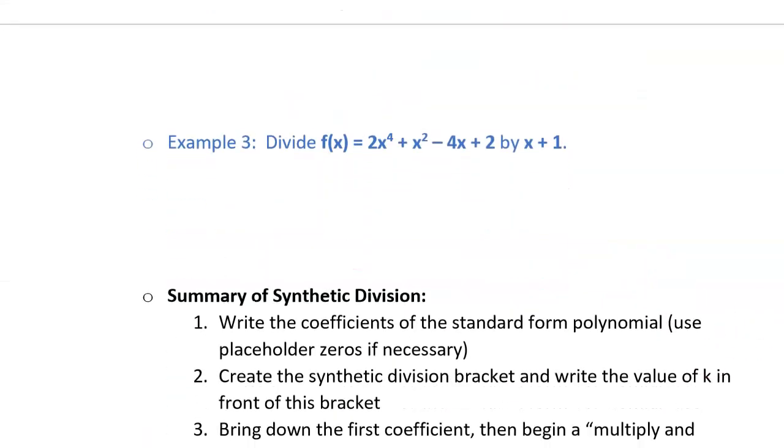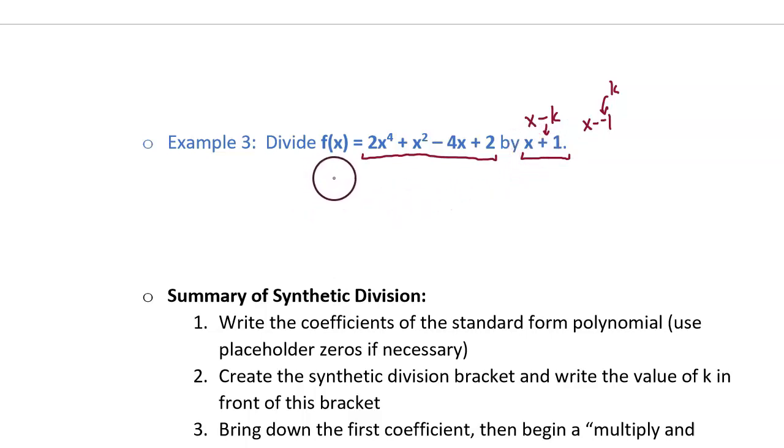Here's a third example. We're going to do synthetic division again. Here's our polynomial, and here's what we're dividing by. Now remember how you can only do synthetic division if it has the pattern x minus k. So what's going on here? What do you have to think of this as? You have to consider this as x minus negative 1. Now you have the value of k. Again, another way to think about it is, what's the value of x that makes that be 0? Well, x would be negative 1.